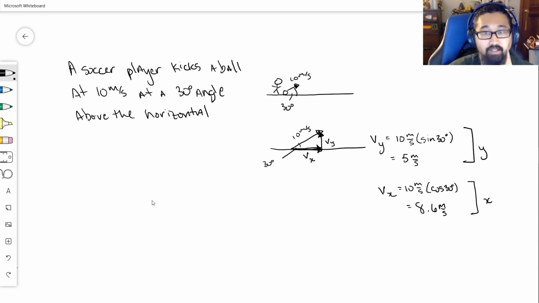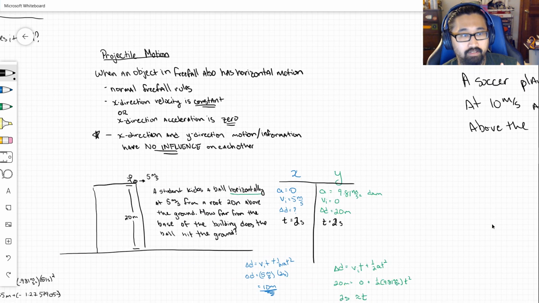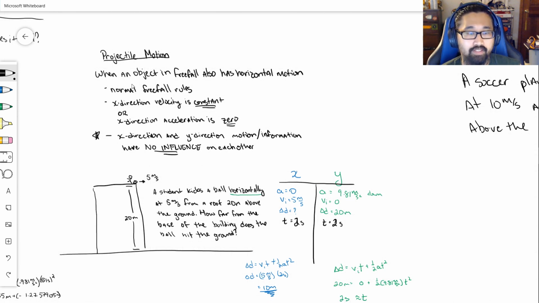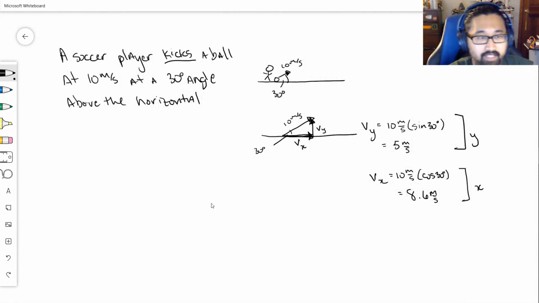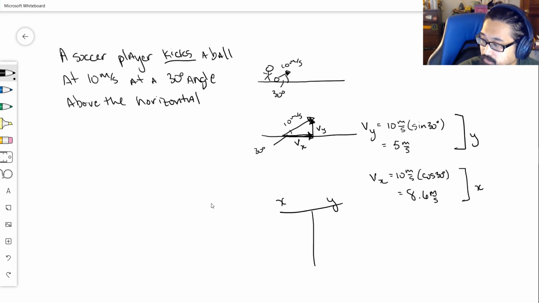The other thing that I know is that I kicked the ball. By kicking the ball, you turn it into a projectile. So all of this stuff applies too. So now I can start making a list of stuff that I know, stuff for the x and stuff for the y. I can say that the velocity in x is 8.6 meters per second. I can say the acceleration is 0. I can say here the velocity in y is 5 meters per second.